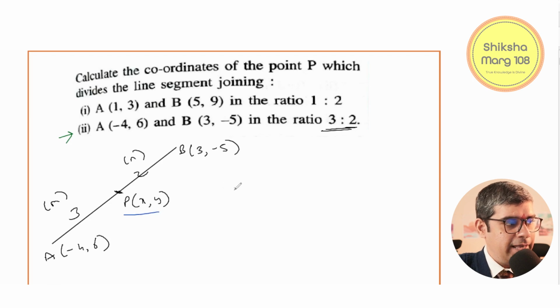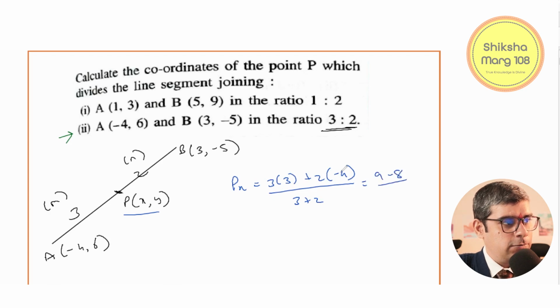So it's going to be Px, which is going to be equal to 3 times the x coordinate, which is 3, again, 2 times the x coordinate, which is going to be minus 4, the whole upon 3 plus 2, which is 5. Yeah, that's going to be 9 minus 8. So that's 2 times minus 4 is going to be minus 8. That's going to be 9 minus 8, the whole upon 5. So we got 1 over 5, which is the x coordinate of P.